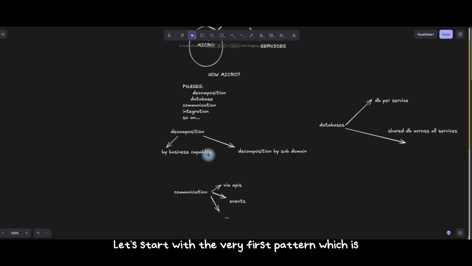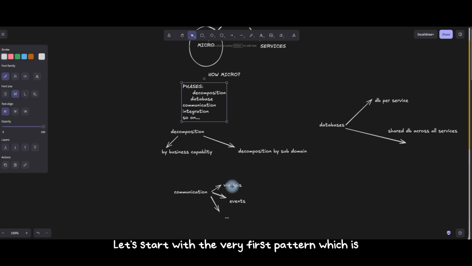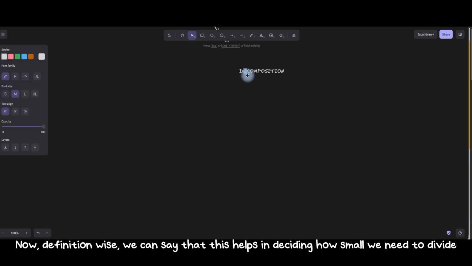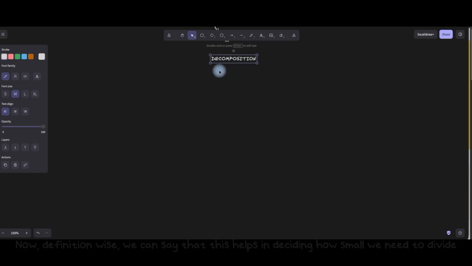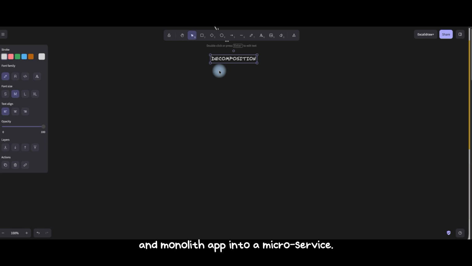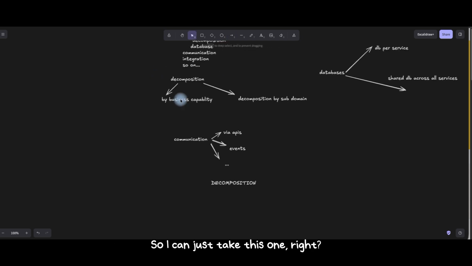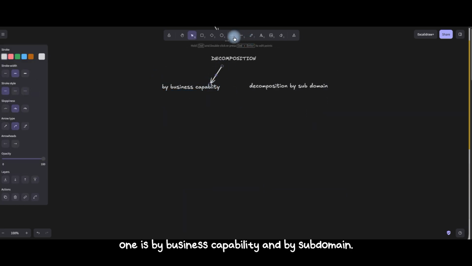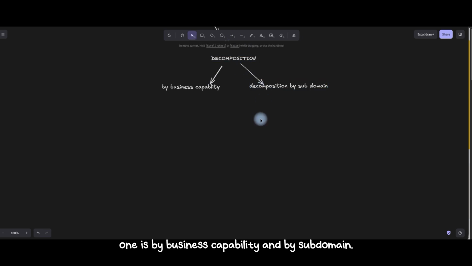Okay, now let's start with the very first pattern, which is the decomposition pattern. Definition-wise, we can say that this helps in deciding how small we need to divide a monolith app into microservices. In decomposition, we saw there are two types: one is by business capability and the other is by subdomain.